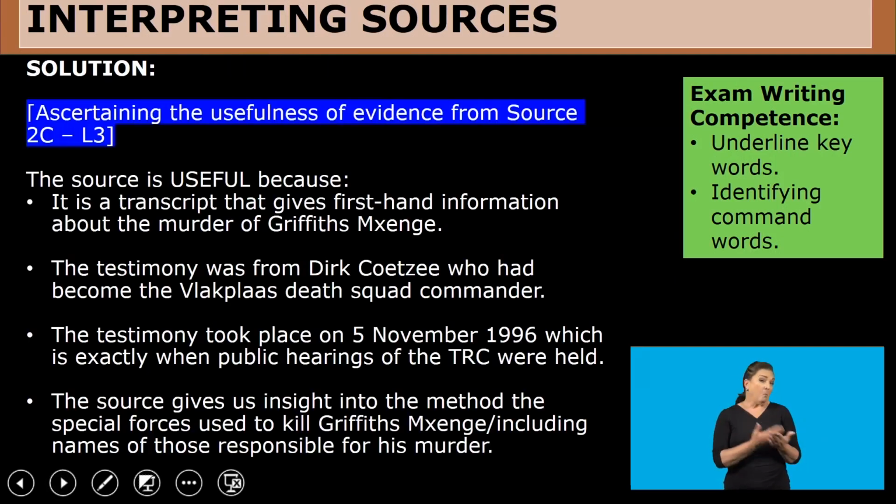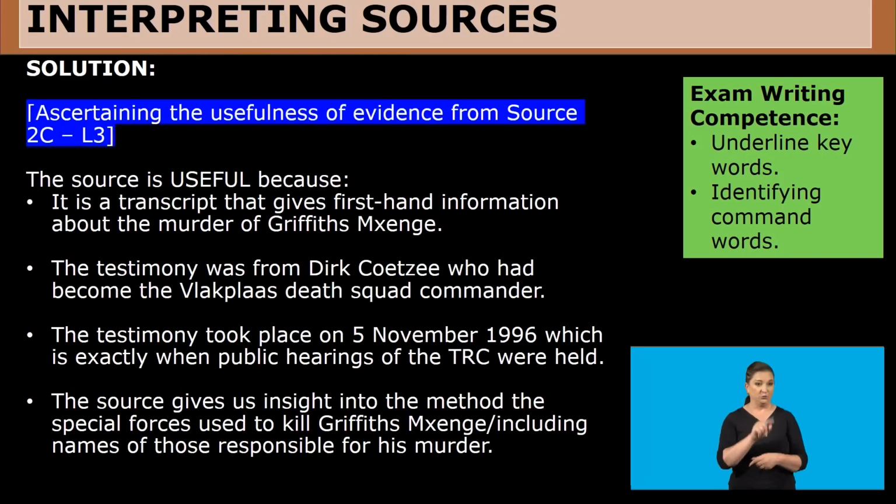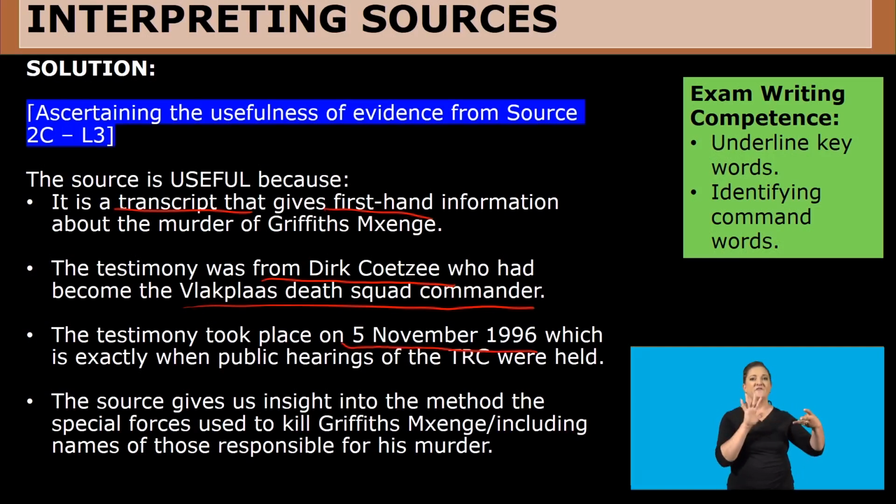Now, if you look at the possible responses, the source is useful because it is a transcript that gives first-hand information about the murder of Griffiths Mxenge. The testimony was from Dirk Coetzee. The caption does say that, remember, who had become the Vlakplaas death squad commander. That information is contained in the caption. The testimony took place on 5 November 1996, which is exactly when public hearings of the TRC were held.